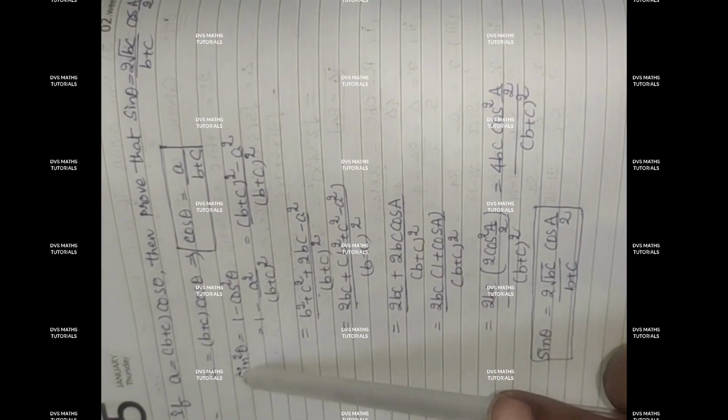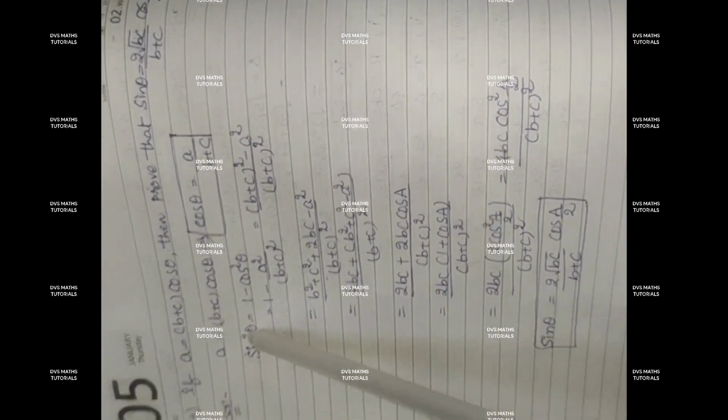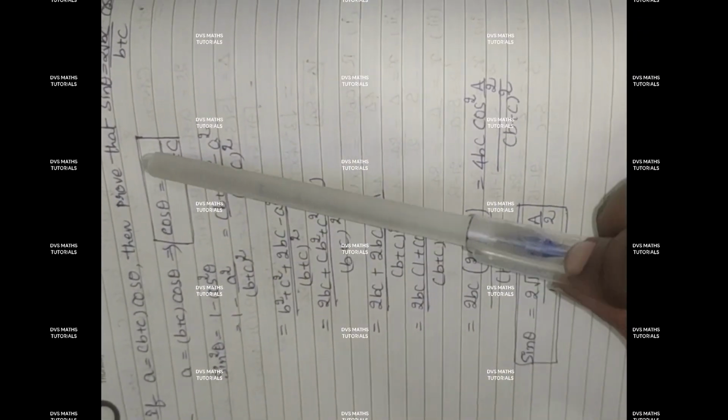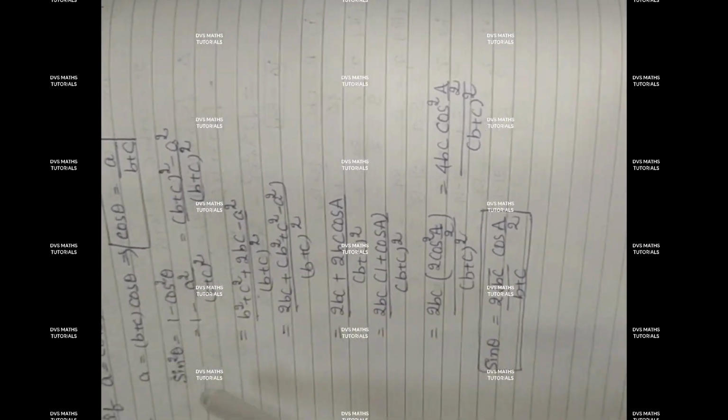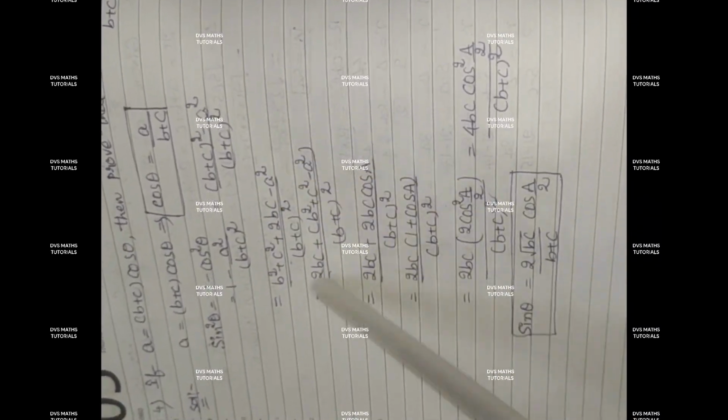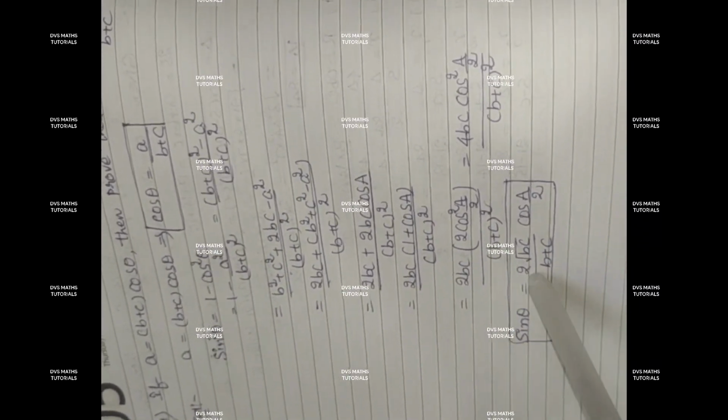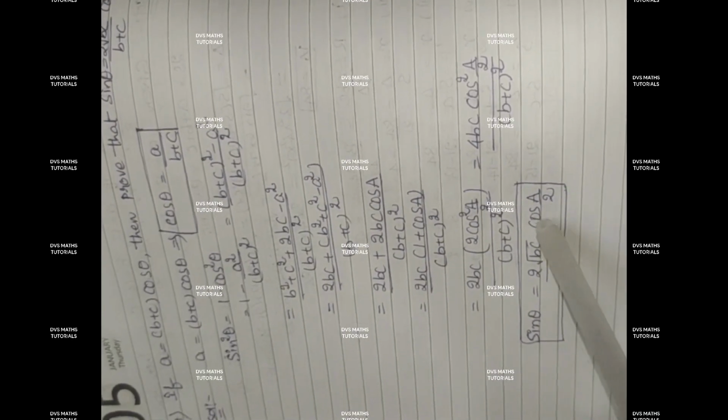Once again I will revise this. a is equal to (b + c) cos θ. Cos θ is equal to a/(b + c). Sin²θ is equal to 1 minus cos²θ, which is 1 minus a²/(b + c)². So by doing the LCM and simplifying, you will get 2√(bc)/(b + c) into cos(A/2).